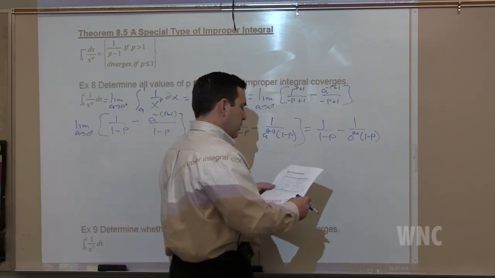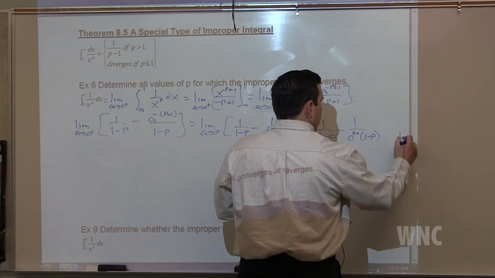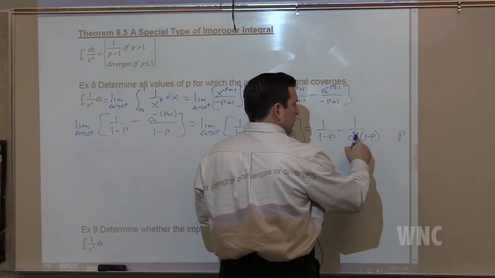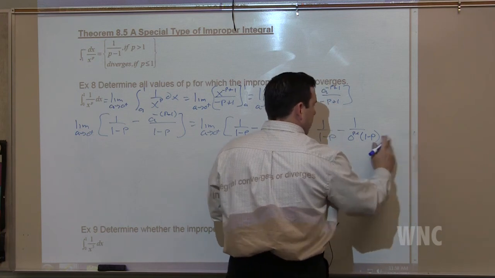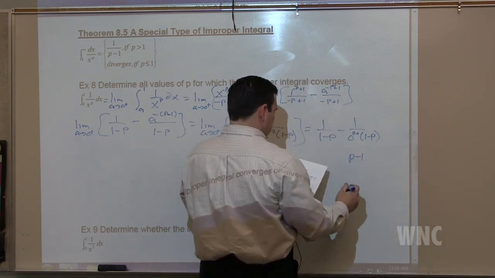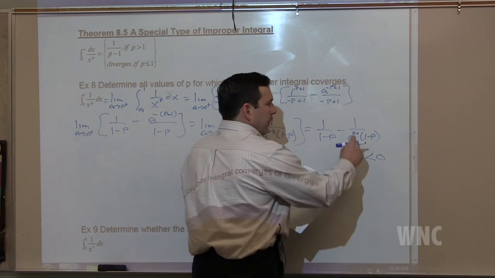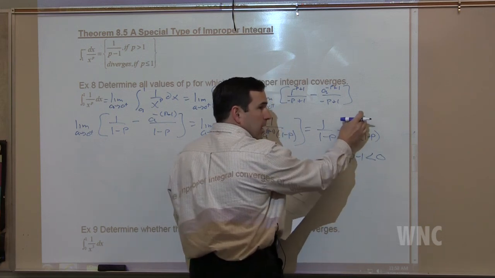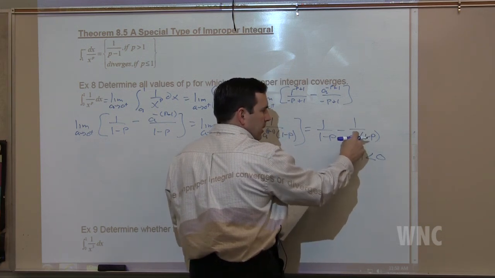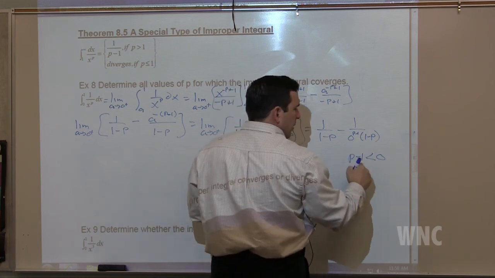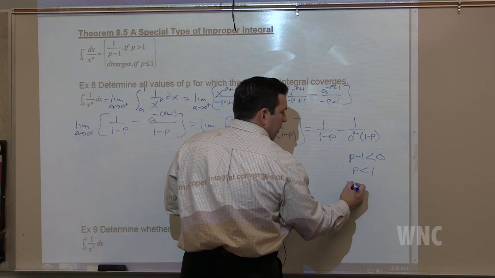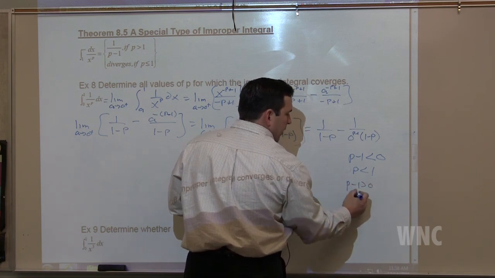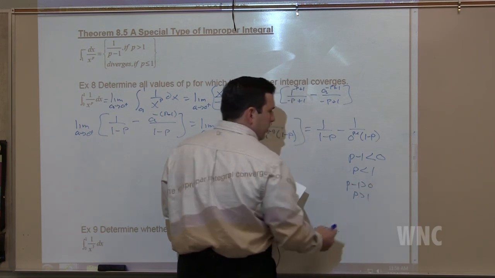So check this out, this is down below. P minus 1, I should write it down here. P minus 1 is negative. If this power is negative, that 0 is up top. This power is positive, it's down here. So to make that negative, p would have to be less than 1. P minus 1 is greater than 0 if p is greater than 1.